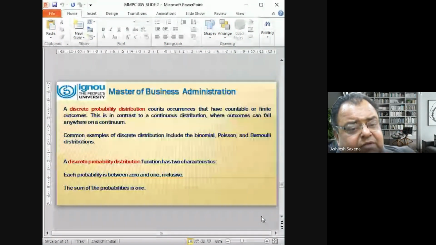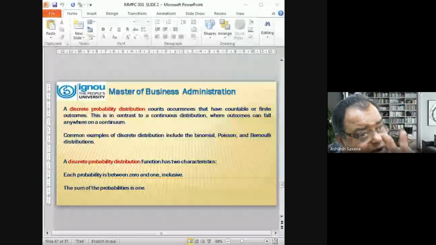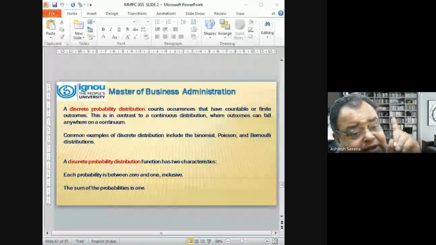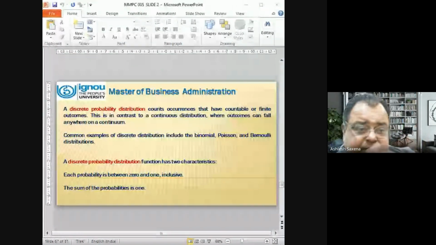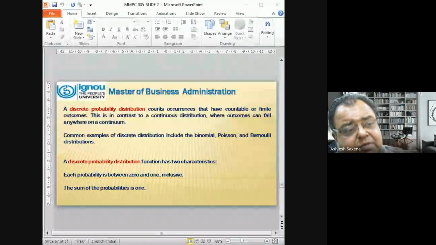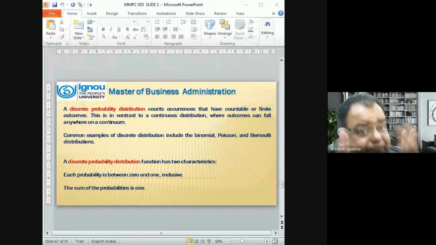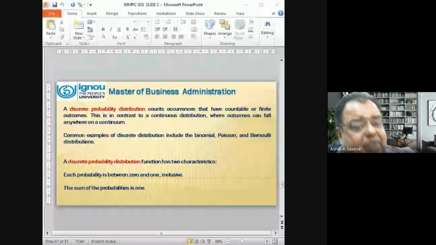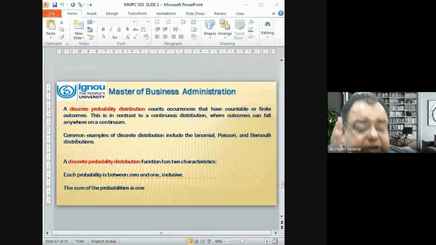Common examples of discrete probability distributions include binomial, Poisson, and Bernoulli's distribution. We will be discussing these three. A discrete probability distribution has probabilities between 0 and 1 inclusive, and the sum of the probabilities is 1. Remember, these are the properties. Each probability is between 0 and 1; that is the basic of probability. The second one is that the sum of probabilities will be 1. If you are not getting 1, you have committed some mistake, आपने कोई गलती की है respective probability निकालने में.